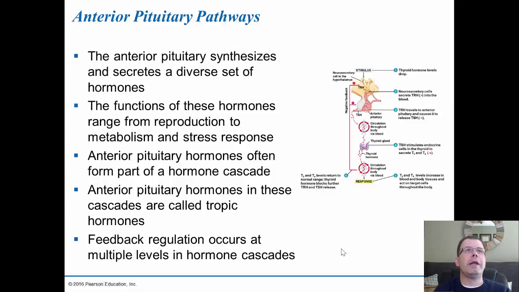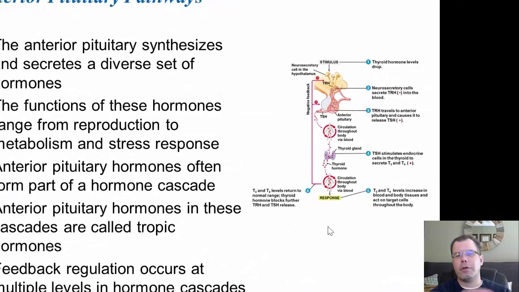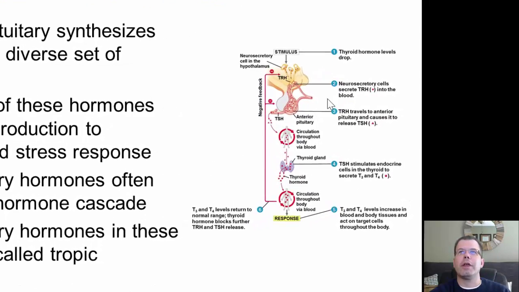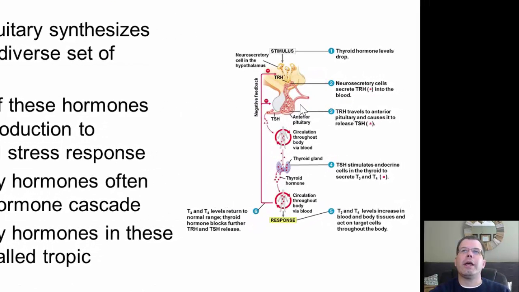So some other anterior pituitary pathways include a diverse set of hormones, with lots of functions throughout. One of them we have over here is the tropic hormones, which have cascades that affect multiple parts of the body. That's why they're called tropic, because they have lots of different effects. The anterior pituitary is really separate from the hypothalamus, so it makes and secretes its own hormones. And so what happens is the thyroid hormone levels drop.